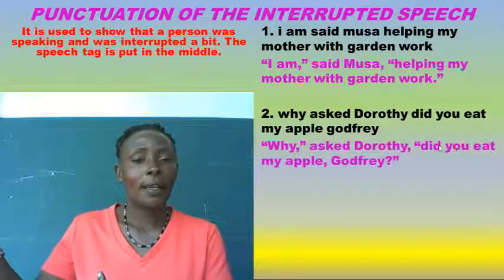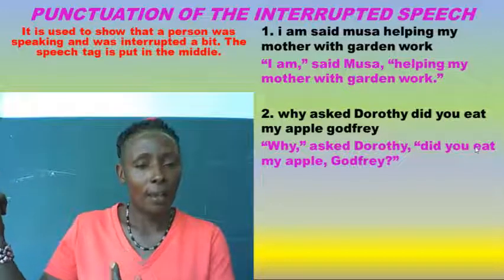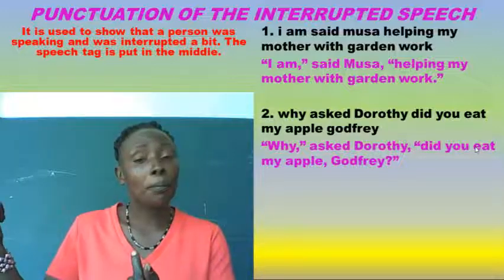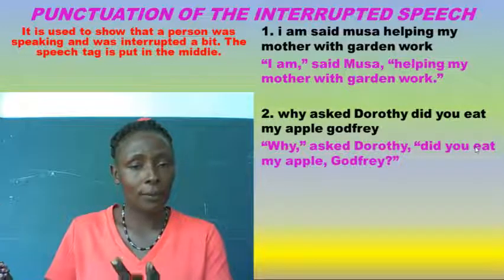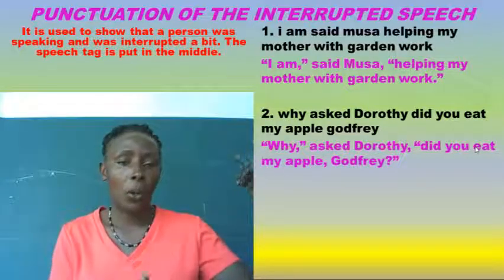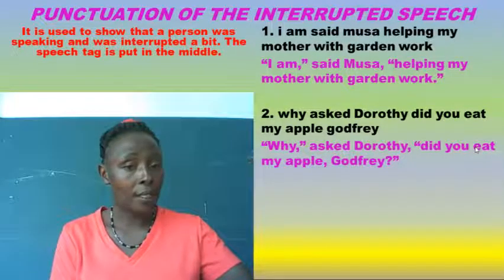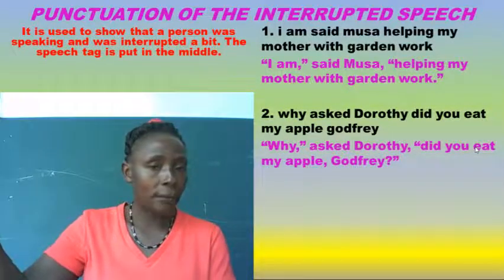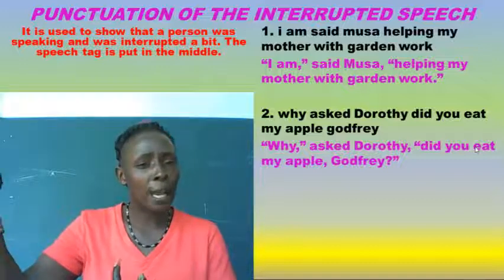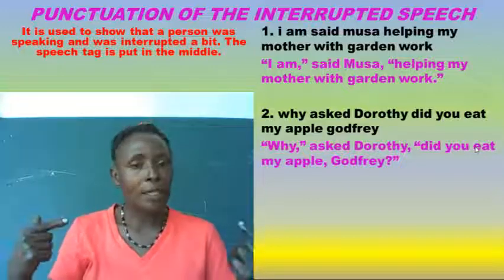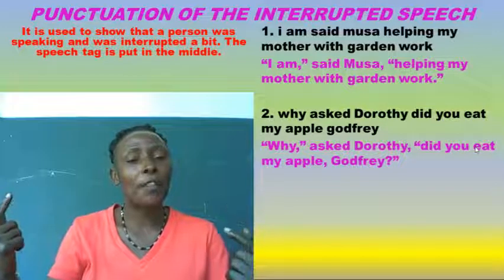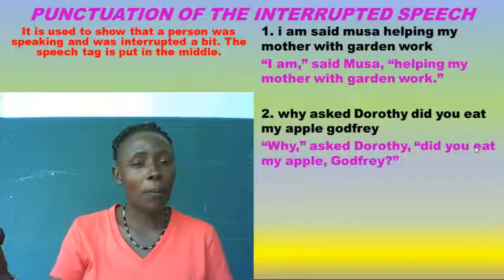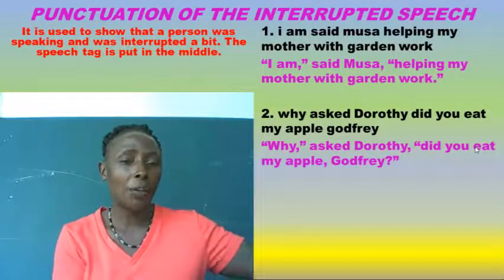I open. Our statement begins with why, an interrogative pronoun. That means you have to make that W a capital one. Why? Put a comma, close. Then after that, we write our speech tag, which is asked Dorothy. Put a comma there. You also open to end the actual words. Did you eat my apple, Godfrey? Since the statement is in interrogative form, before the proper noun, Godfrey, you must have a comma. After Godfrey, you write your question mark, and then you close.